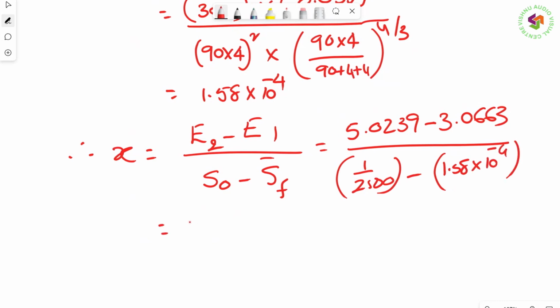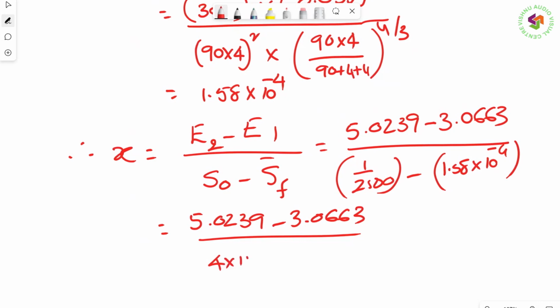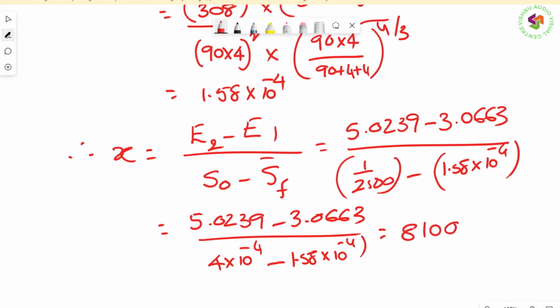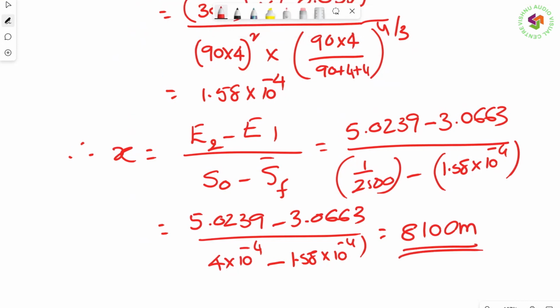So it is 5.0239 minus 3.0663, and 1 by 2500 you can also write as 4 into 10 to the power of minus 4, minus 1.5 into 10 to the power of minus 4. If you do it, it is coming to 801 by 100 meter. So this is one of the good problems that you can work on.